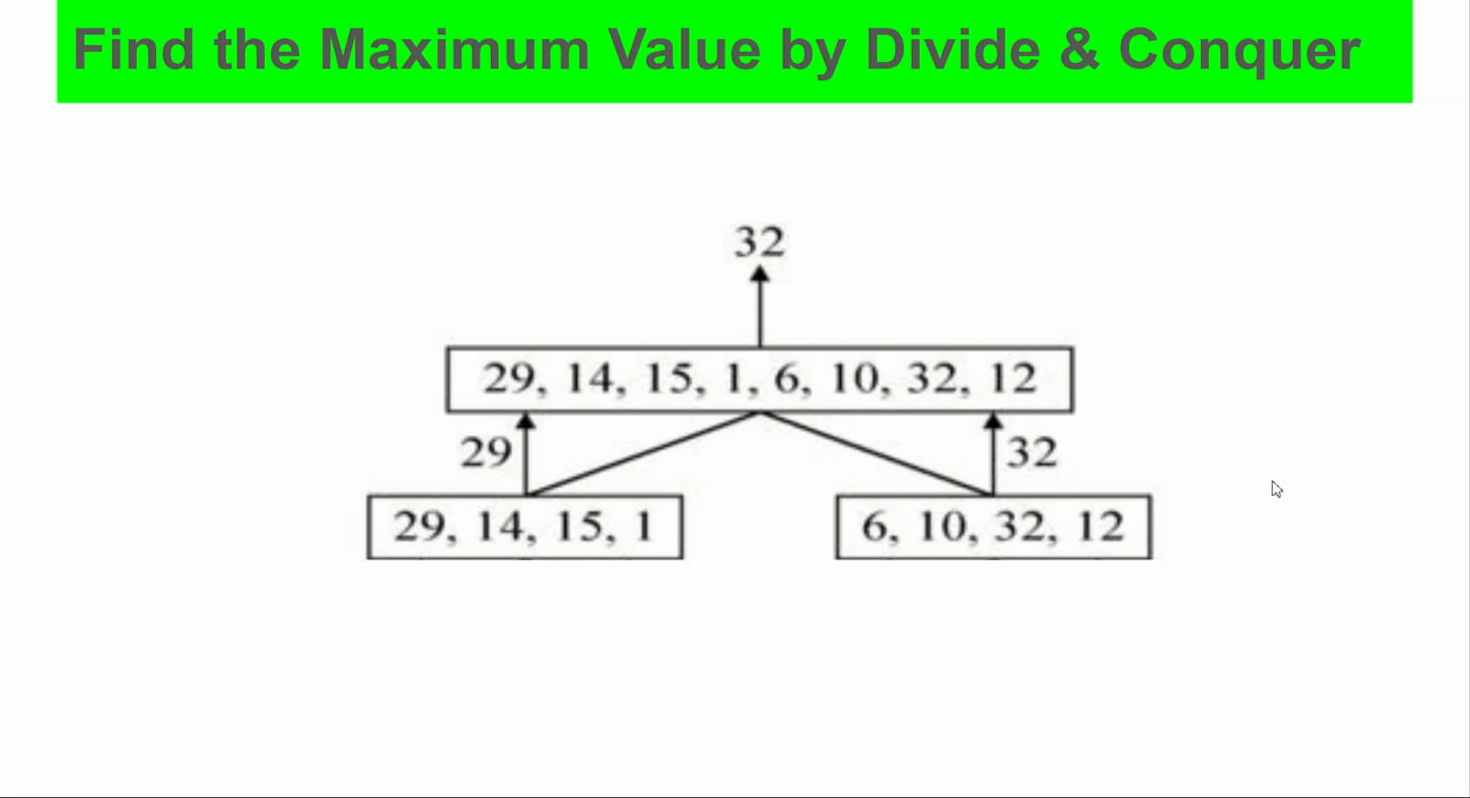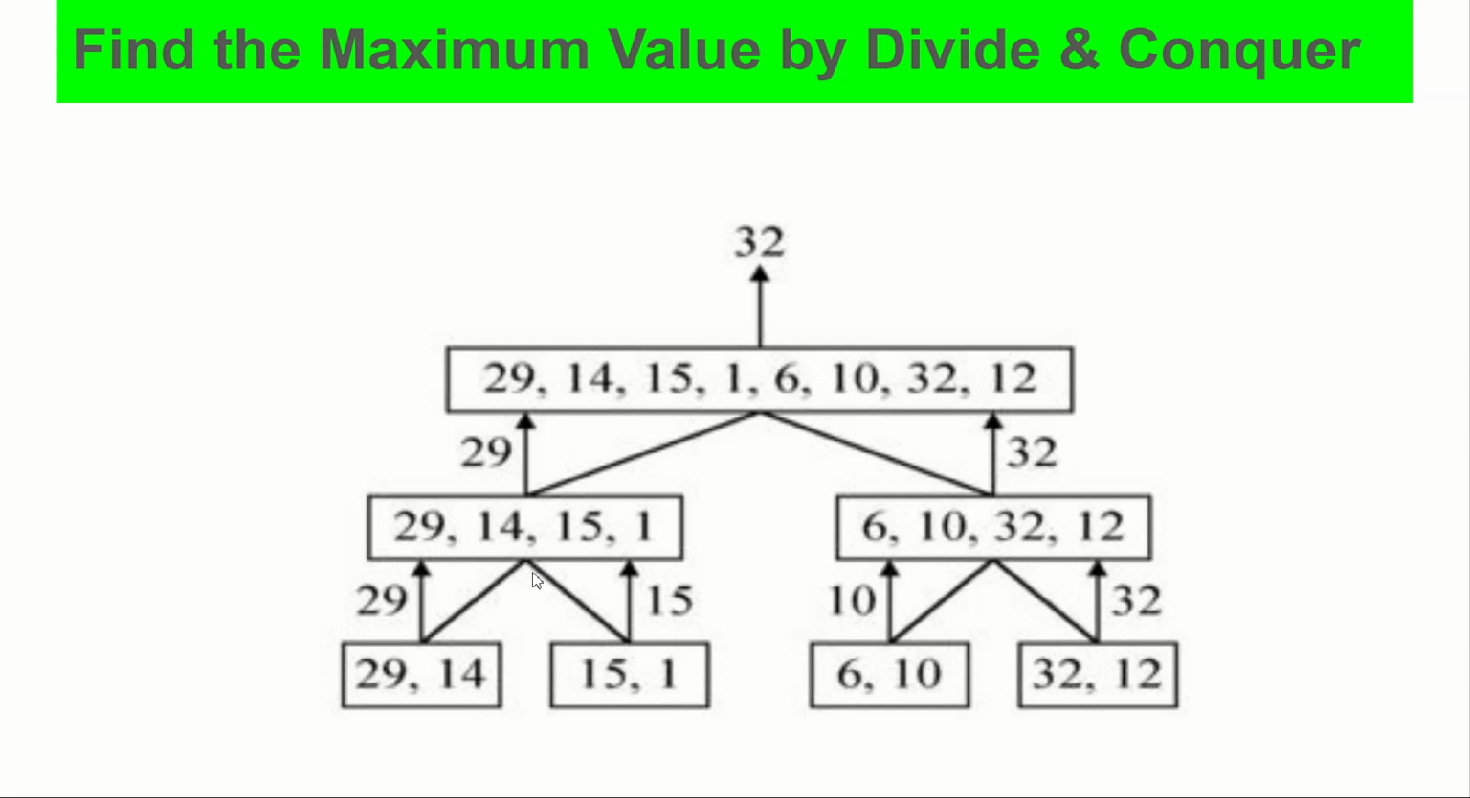So if I have a list size 4, let's break it into lists that are size 2, and I'll return the maximum of those two, the maximum of those two. This is going to figure out which of those two is bigger, 29 or 15, and so it returns 29. In the right hand, I'll divide it in half and in half. Which is larger, 32 or 10? Oh, 32. And then it'll return 32, and then I compare 32 and 29. So this is a kind of illustration of the idea.